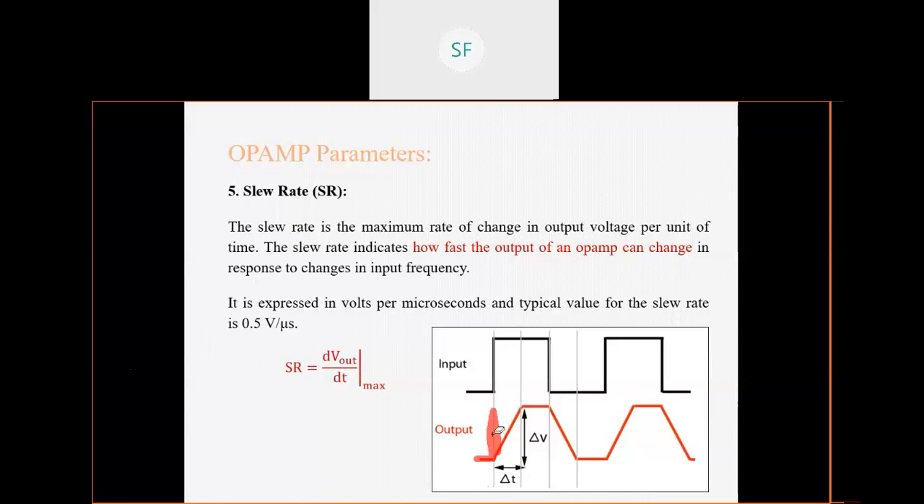Right. So ideally delta t should be 0. Now delta t is nothing but the denominator of this particular formula. So if the denominator is 0, then what will be the slew rate? Infinite. Infinite. Correct. Right. Very good. So that was my question. So ideally slew rate should be infinite.